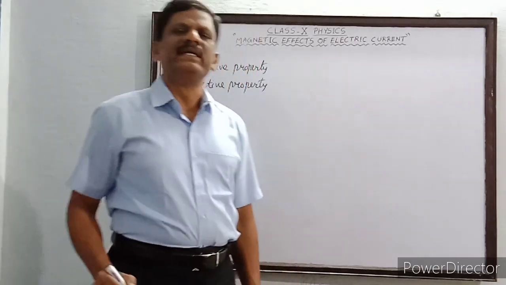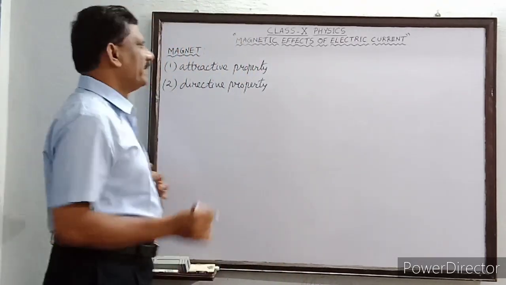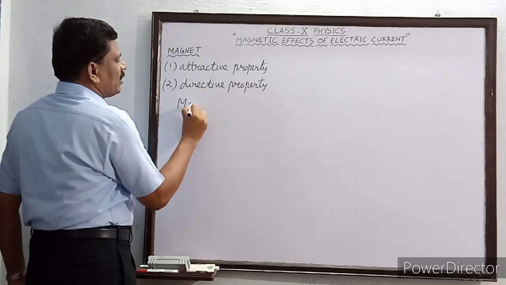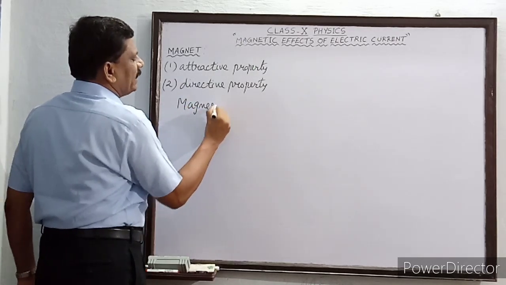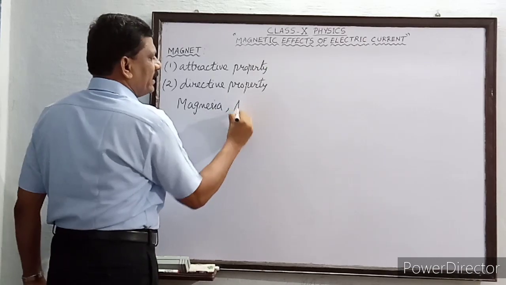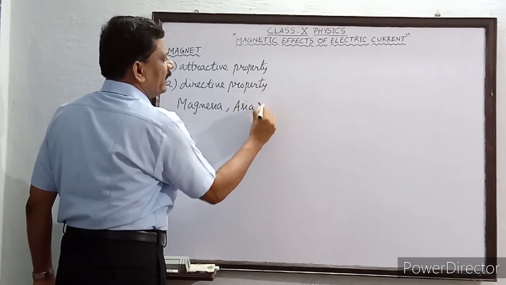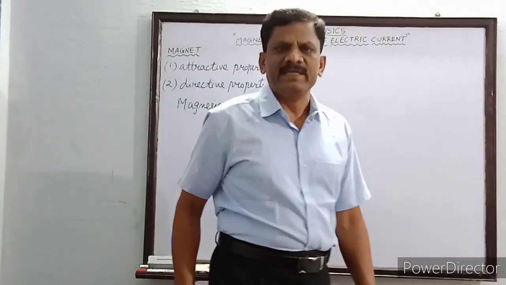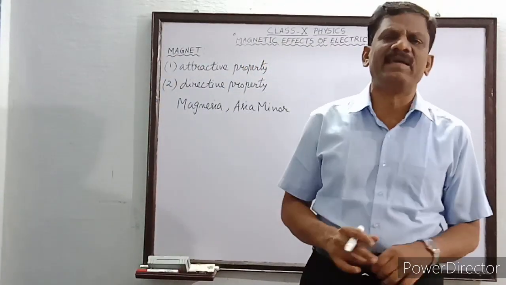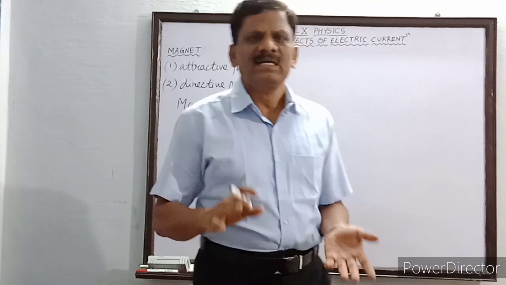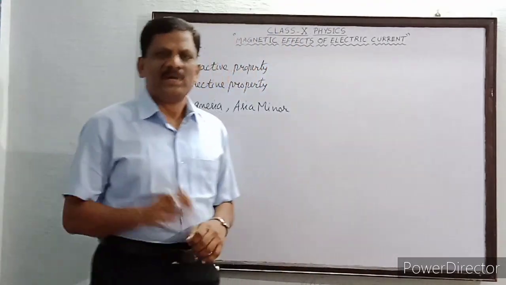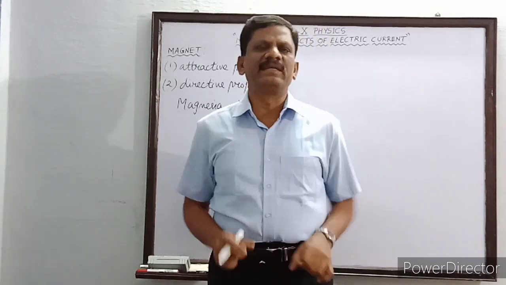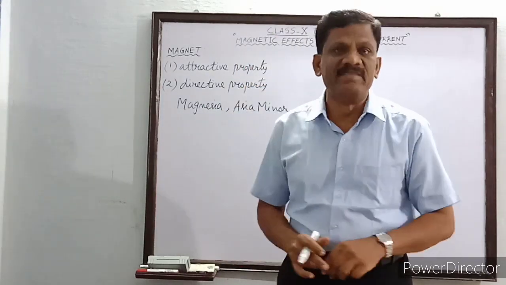And I told you that it was first discovered by a shepherd in a place called Magnesia, in Asia Minor. This is why the substance was called by the name magnet. This is one story only. But actually, the reason for calling that attracting substance a magnet is slightly different.